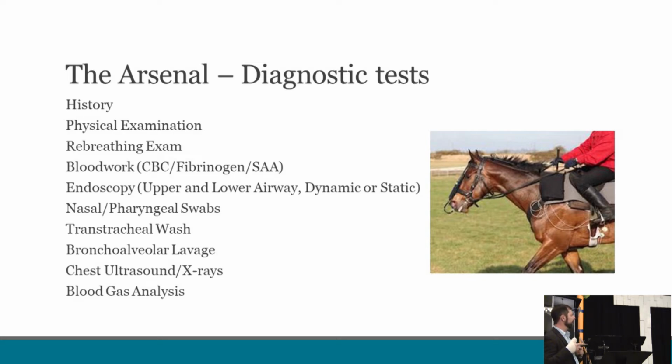So as far as examining goes, we can take a good history and figure out what's been going on with that horse, do a good thorough physical examination, perhaps a rebreathing exam to get a better listen to the lungs. We can run blood work, obviously. And then we get into taking samples such as nasal or pharyngeal swabs, or sampling different parts of the lungs to look for signs of infection or inflammatory cells.